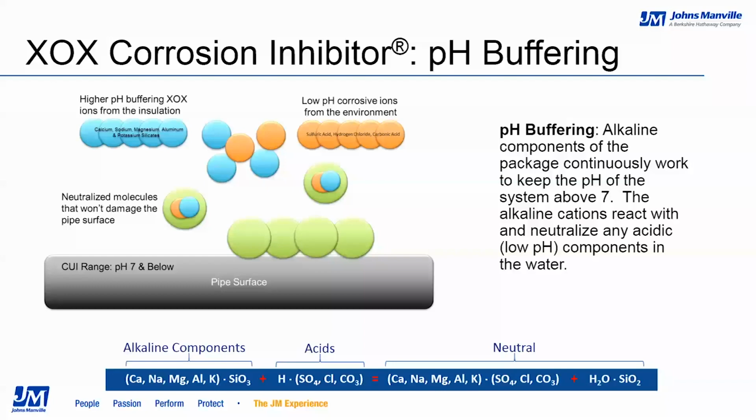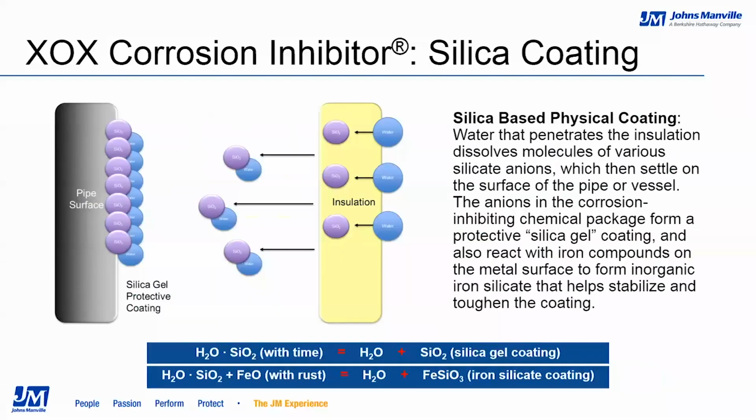The second mechanism that we will discuss is the formation of a silica-based surface coating. This occurs when the water makes its way through the insulation and pulls with it the silicate anions in the insulation, leaving them on the pipe surface. And this creates a silica gel-based coating on the surface of the pipe. Over time, those silicate anions on the pipe surface can also react with the iron compounds on the pipe surface to create an iron silicate coating. And you can see both of those mechanisms of formation on the bottom of the slide.